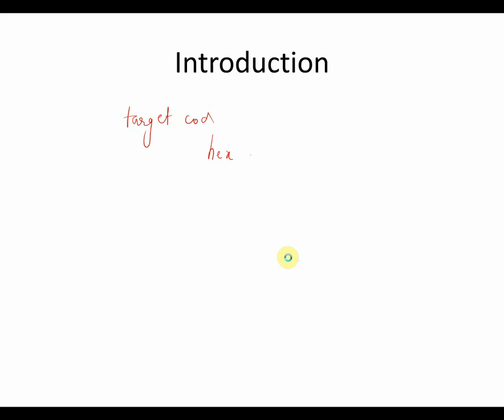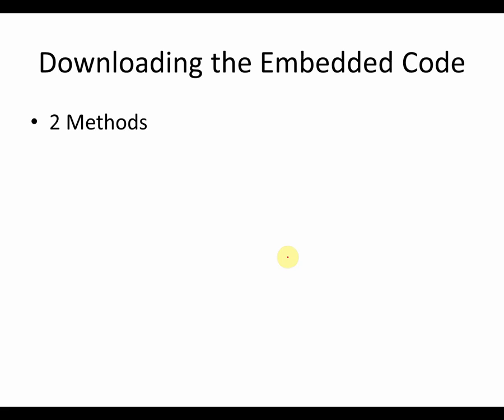Fine. Now coming to downloading the embedded code, the code to be run on the target embedded system is always developed on the host computer. And the process of putting this code onto the target chip is called downloading. There are two methods in order to carry this out. The first method is using a device programmer, and the second method is using ISP. Okay, so the first method is using a device programmer.